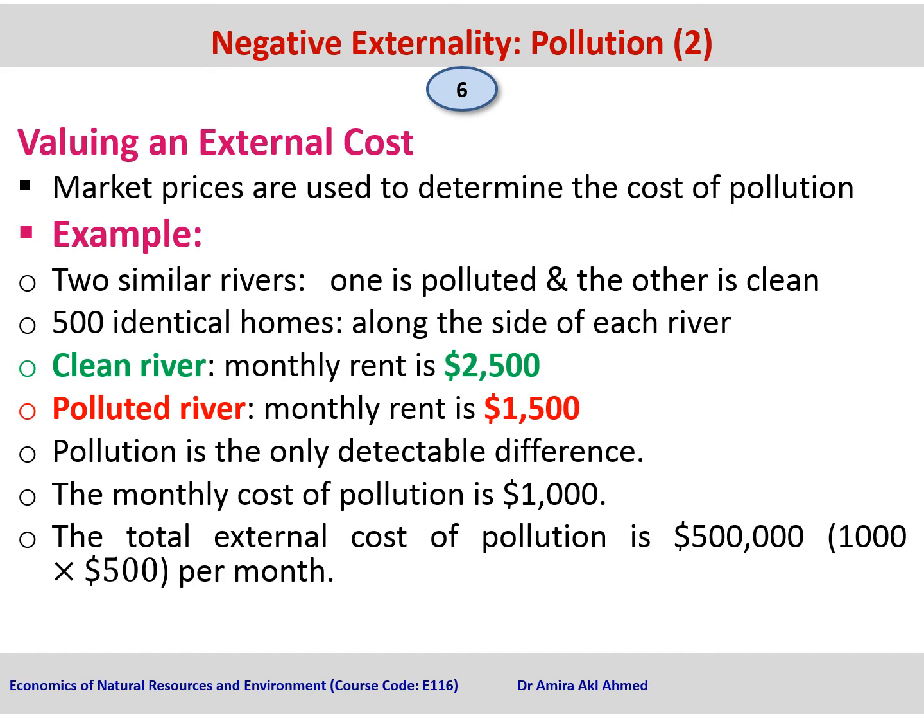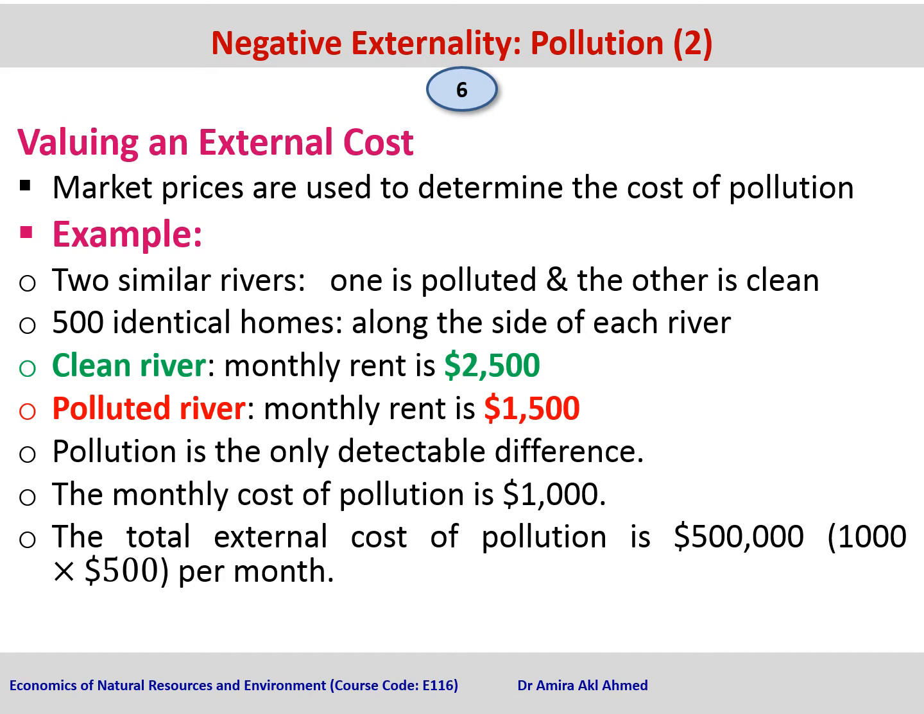There are 500 identical homes which are built along the side of each river. The monthly rent of homes on the clean river is $2,500. For those houses on the polluted river, the monthly rent is $1,500.